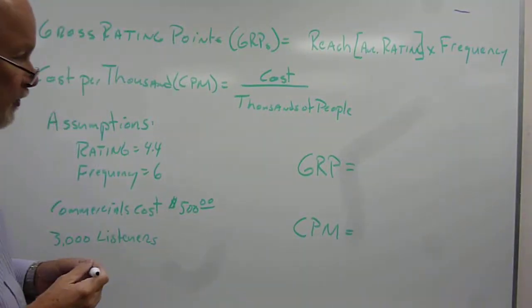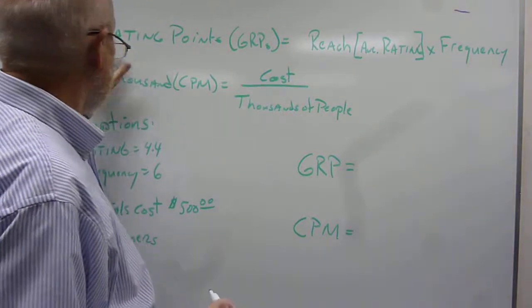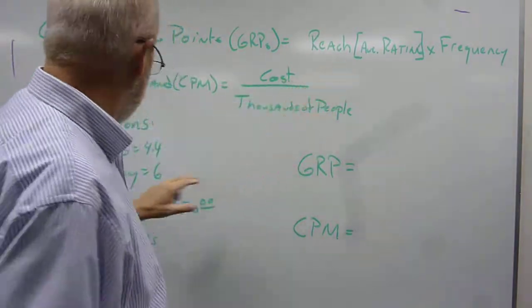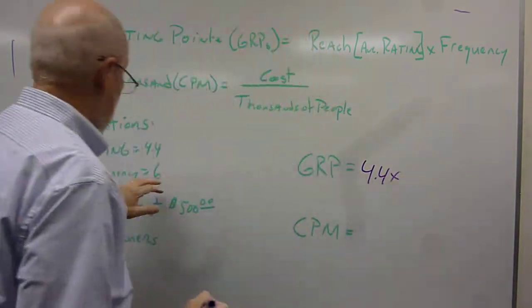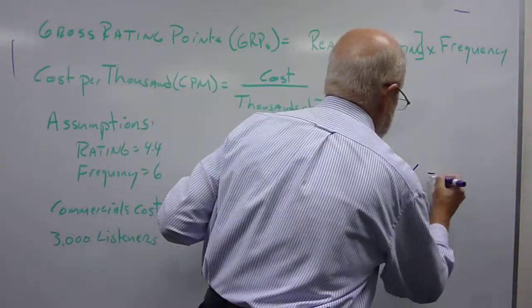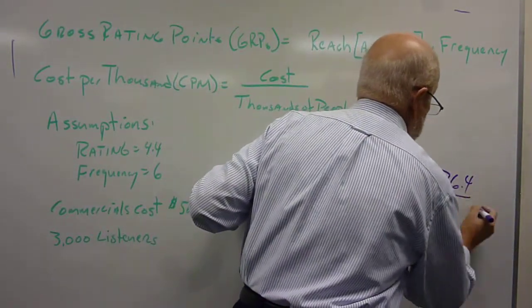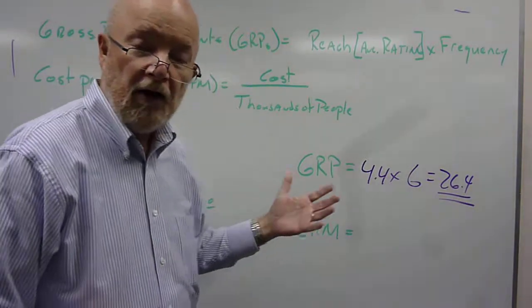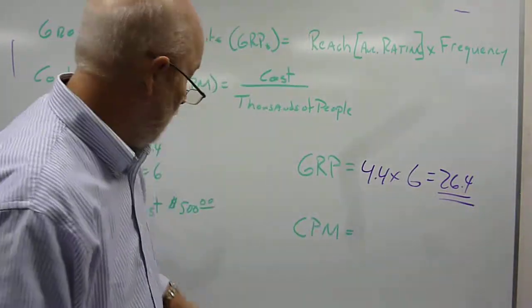If we do our calculations for our GRP, our gross rating point is equal to reach, which is 4.4, times our frequency, which is 6. You do the simple math and you find that it's 26.4. It's like everything else that we face. The calculation is easy. The challenge is to get this information when you're doing your work.